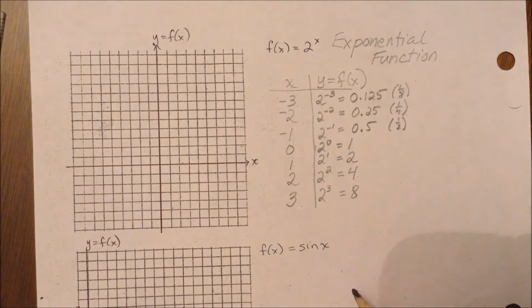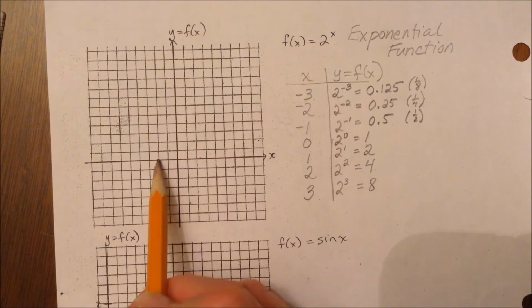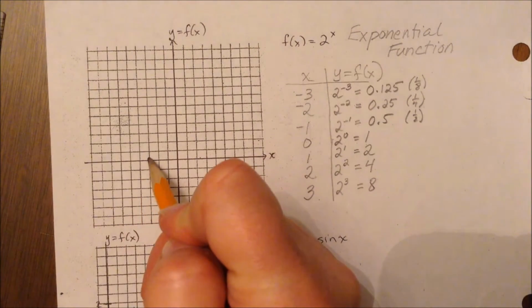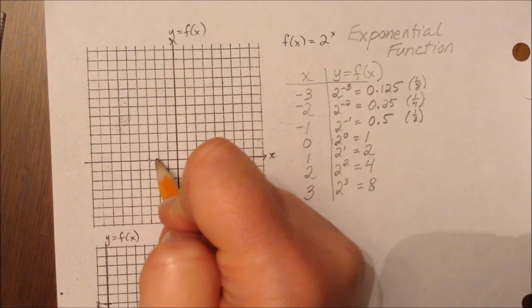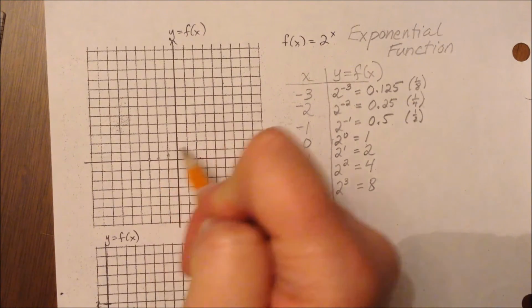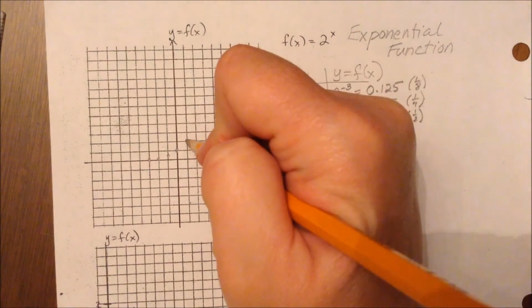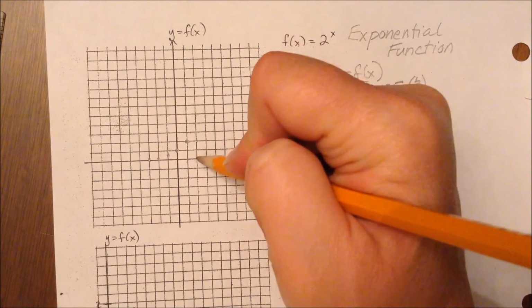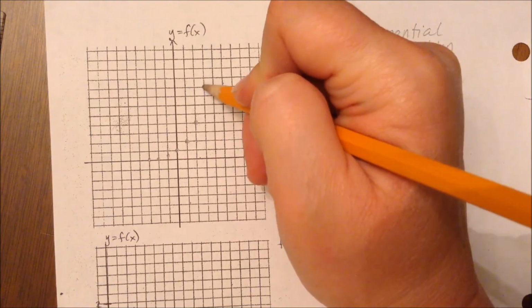So let's see what this looks like when we plot our graph. So -3 is 1/8, very close to the x-axis. It's hard to get it precise. At -2, it would be 1/4. -1 is 1/2. 0 is 1. 2 to the 1 is 2. 2 to the 2 is 4. 2 to the 3 is 8.